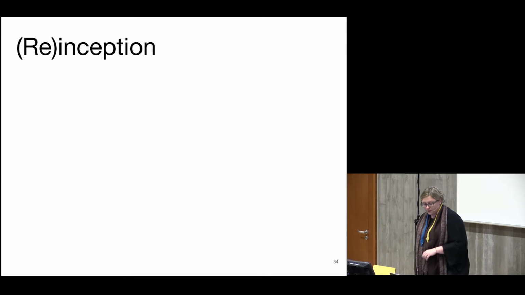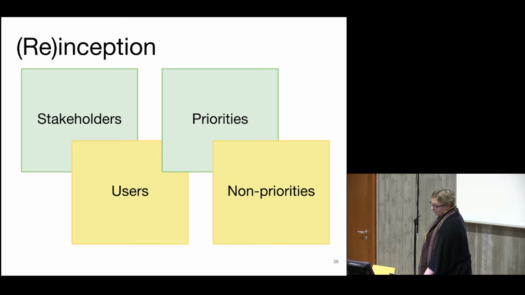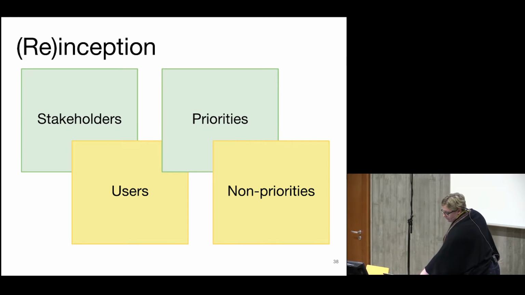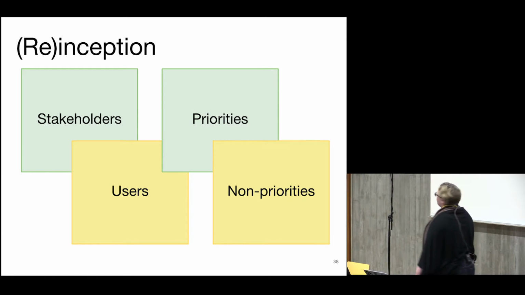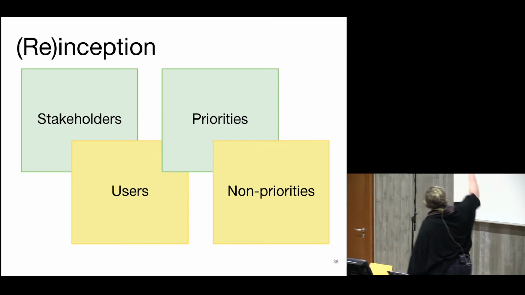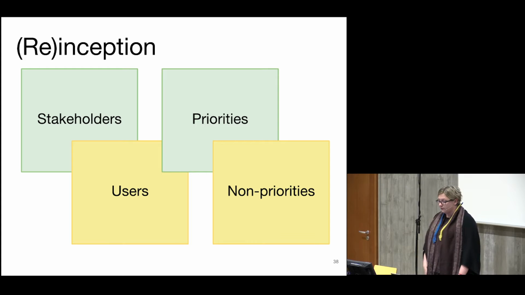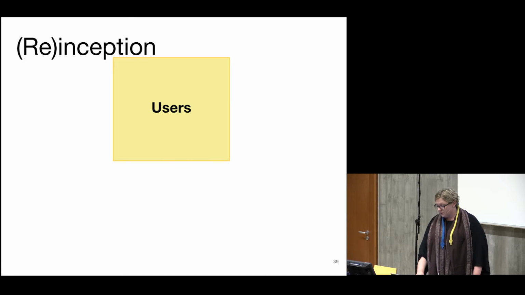So one of the things you can do is an inception or re-inception. This idea came out of Pivotal Labs, which is a consulting agency in the US. And the idea is that you identify the stakeholders, the users, the priorities, and the non-priorities. Priorities are sometimes called goals, and non-priorities are sometimes called anti-goals.